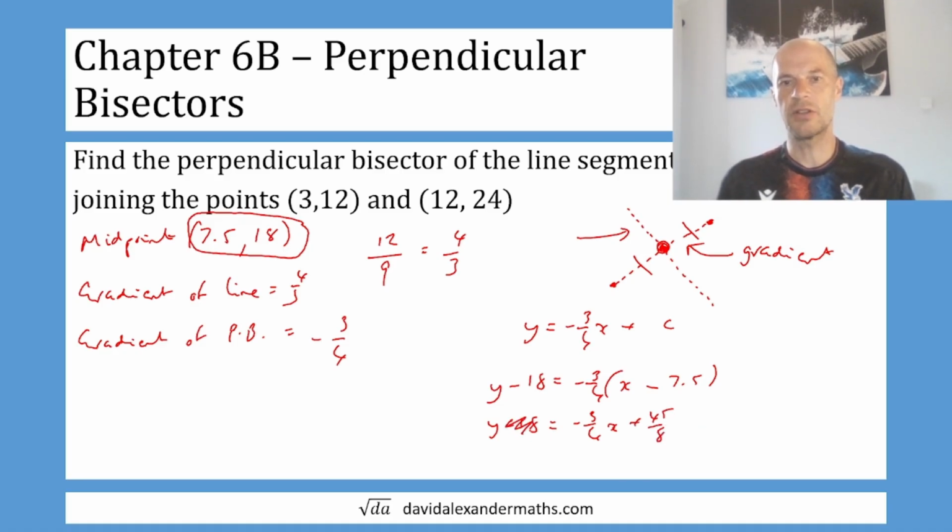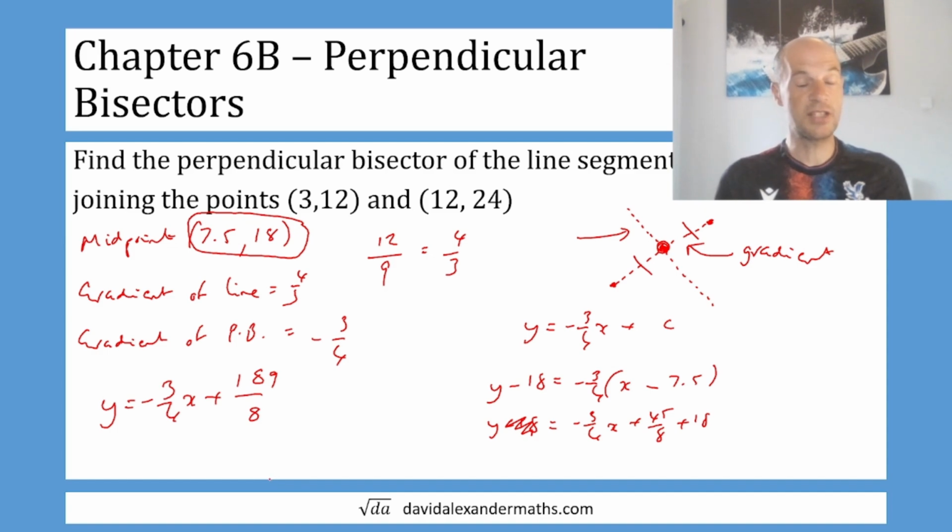And now all I'm going to do is add 18 to both sides. And if I add 18 to 45/8, I get 189/8. So the perpendicular bisector has the equation y equals -3/4 x plus 189/8, and we're done.